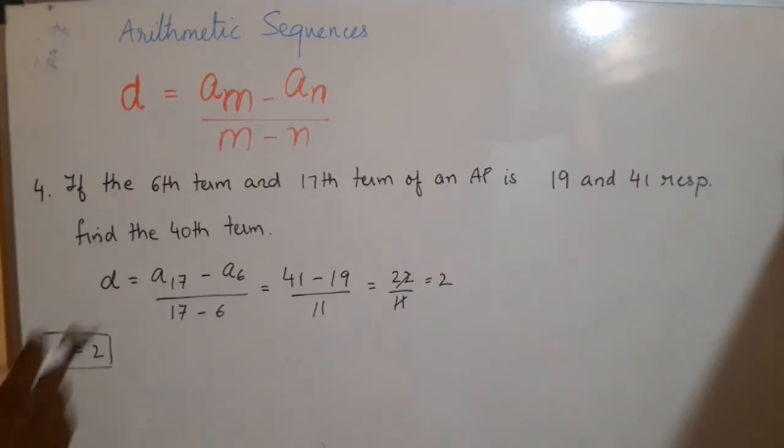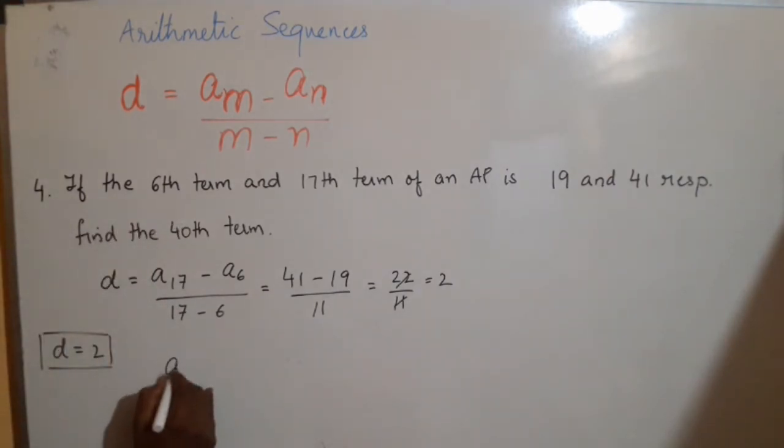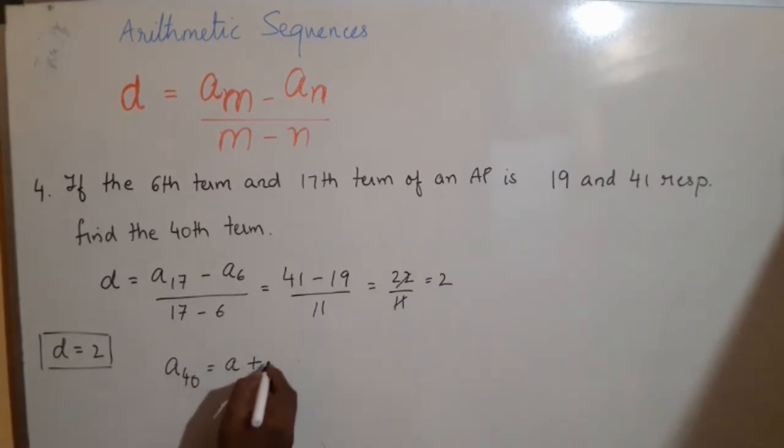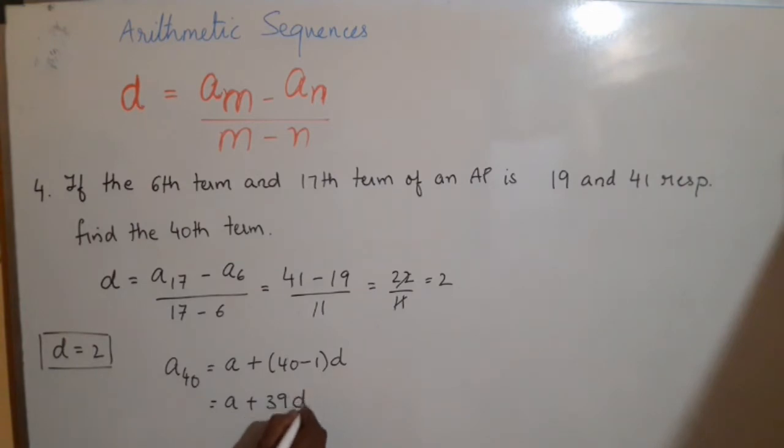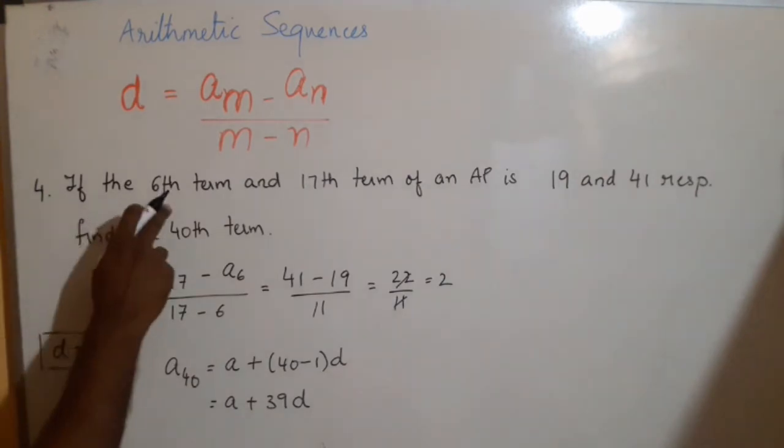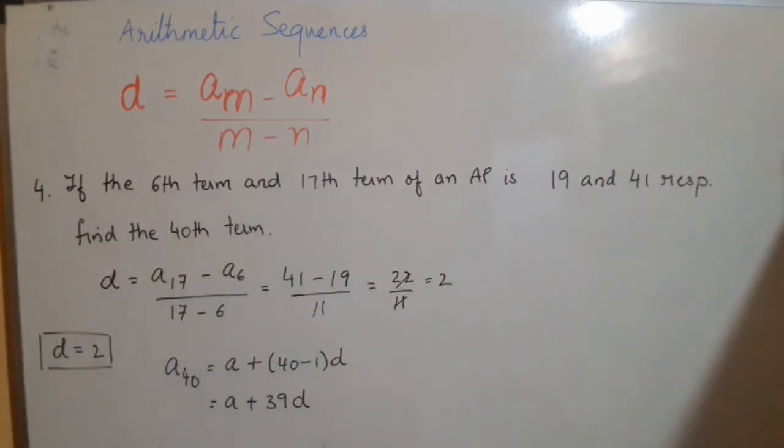Now can we proceed to find the 40th term? Let's check. The 40th term of the sequence is written as A plus 40 minus 1 D, or A plus 39 D. Okay, we have found the D, but in this sum we do not know what the A is. So first we have to find out the A. How do we find out the A? By using any of these two terms given to us.